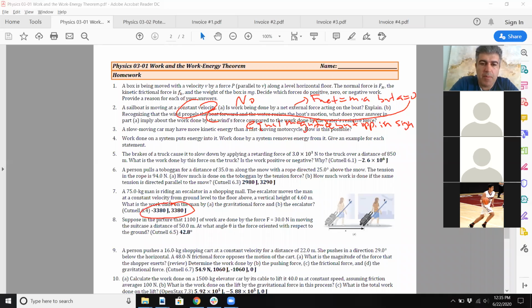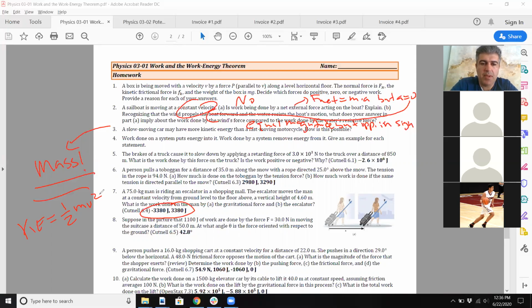For number 3, a slow-moving car may have more kinetic energy than a fast-moving motorcycle. How is this possible? Mass. What if the car is very, very heavy? And remember, kinetic energy is 1/2 mv squared. The v is more impactful because you're squaring it, but mass is still involved in kinetic energy. So think of a tank compared to a road bike or just a dirt bike. That's the reason why.